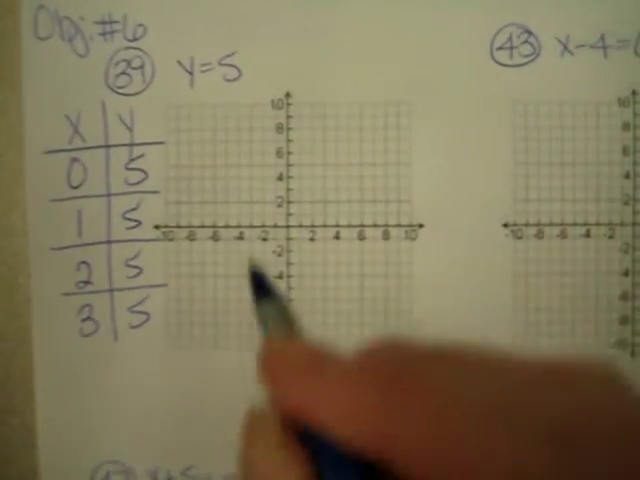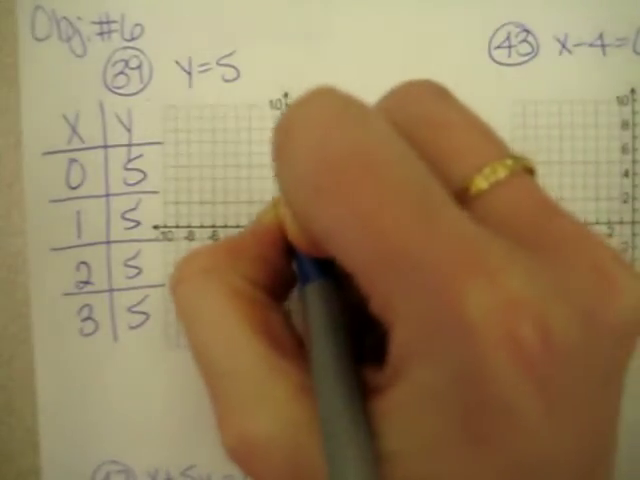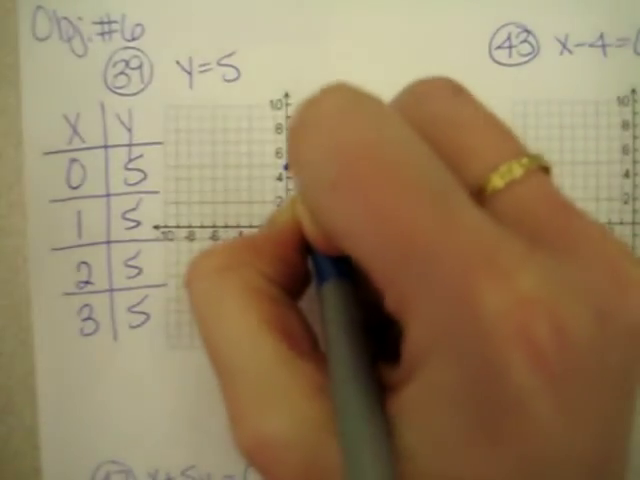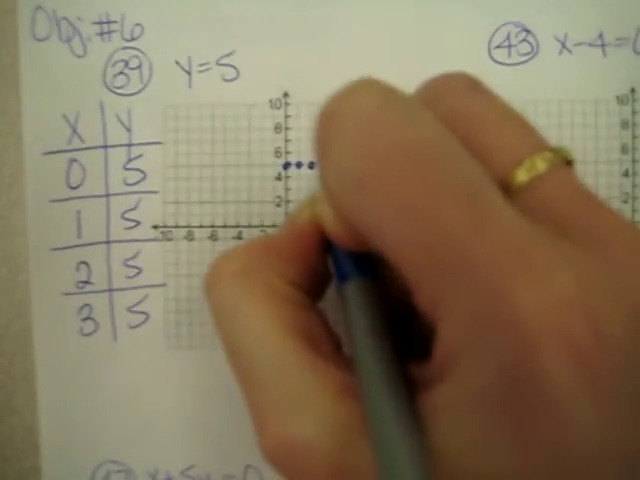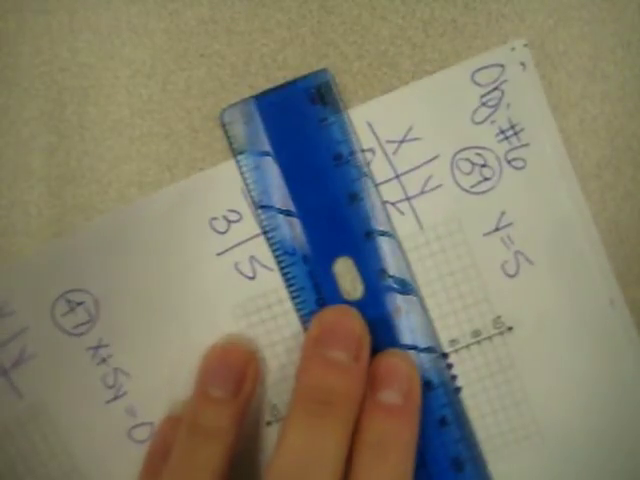Now I'm going to plot them. X equals 0, y is 5. X equals 1, y is 5. X equals 2, y is 5. X equals 3, y is 5. Okay? Now I need to connect my points with my straight edge.